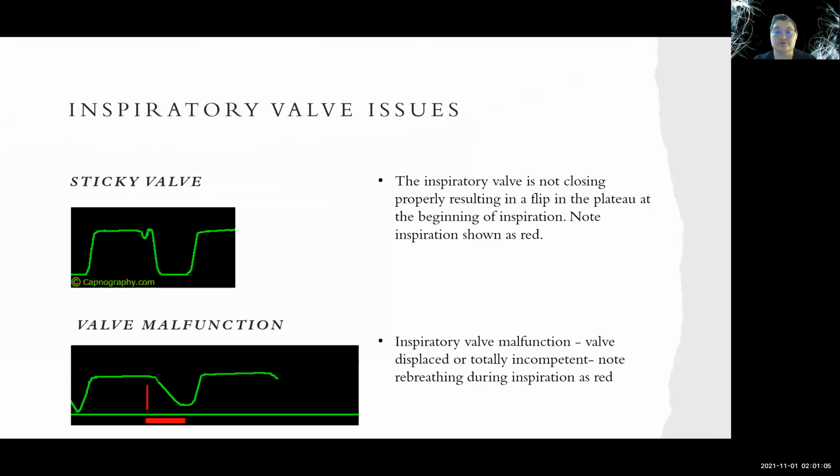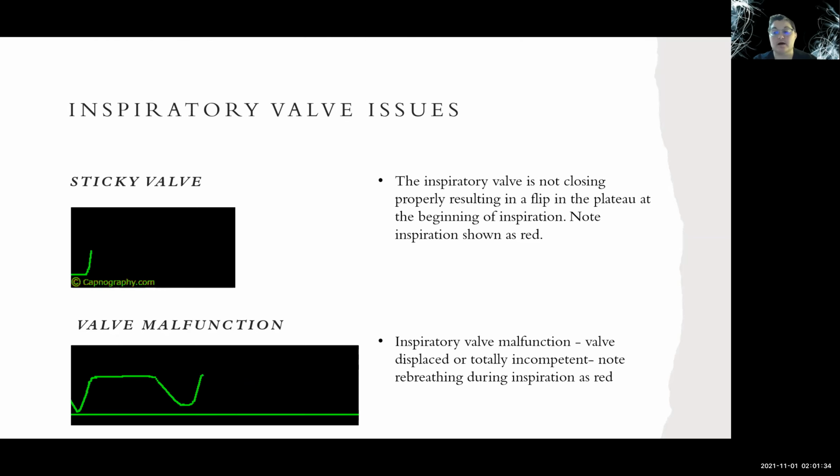Inspiratory valve issues. Now, we generally have 2 types, a sticky valve or valve malfunction. Frequency and rhythm generally remain pretty normal or regular. Now, with a sticky valve, we can see a mini dip in the alveolar plateau or phase 3, and that'll be at the beginning of the inspiratory segment, as seen or noted in red in that top image.